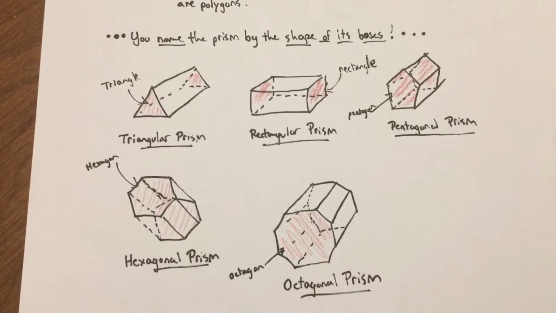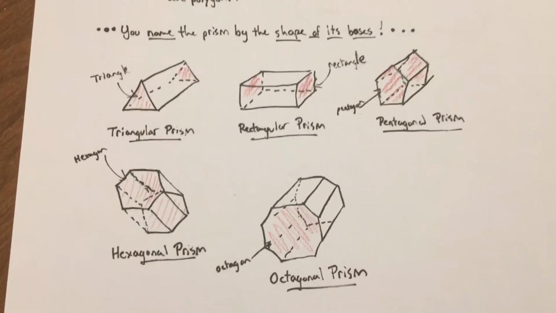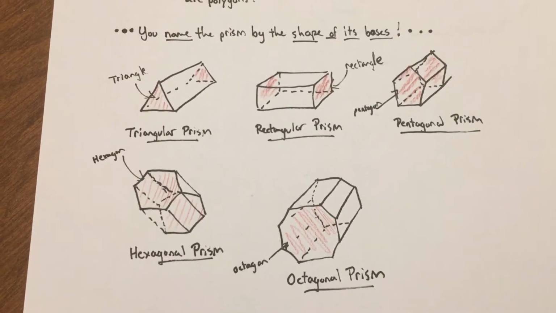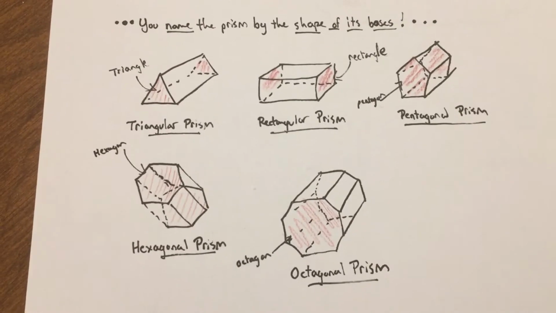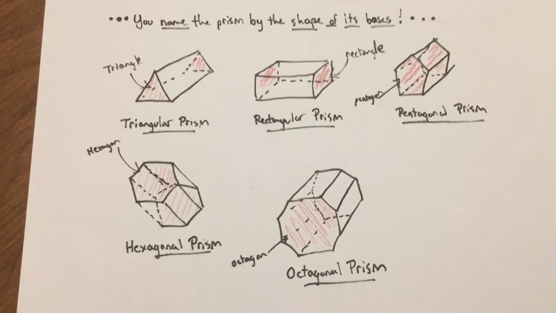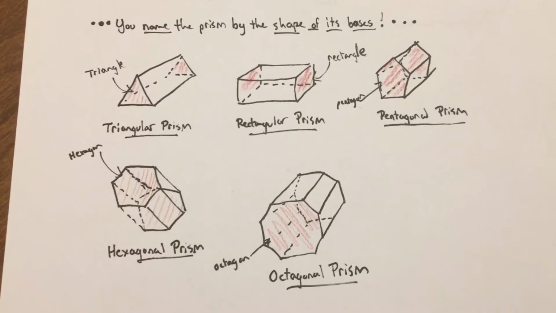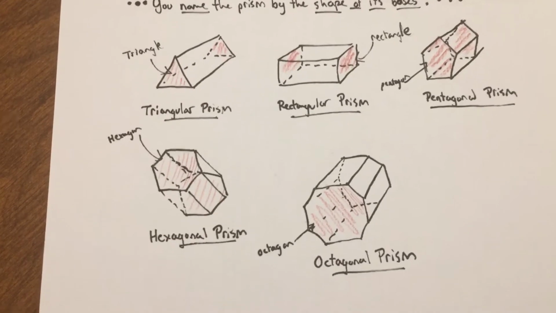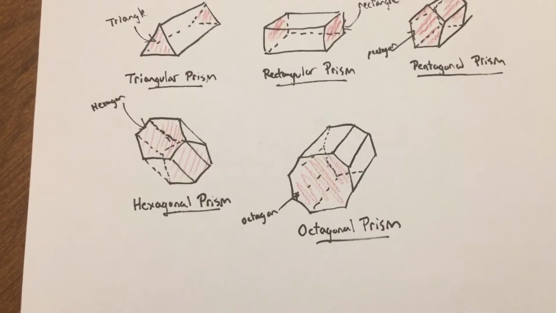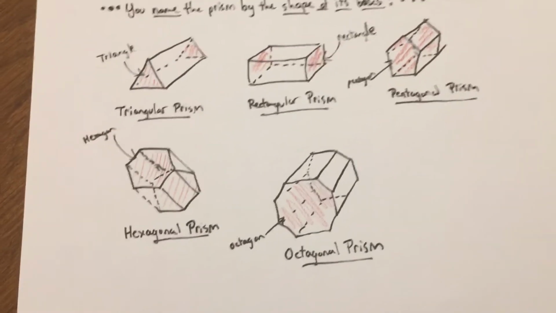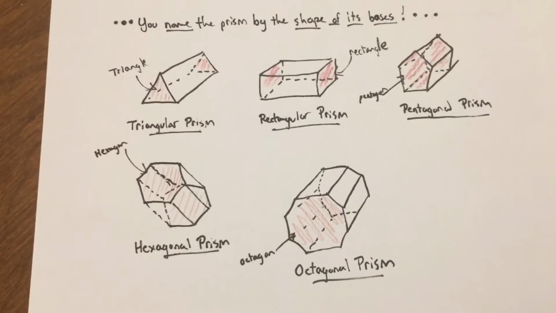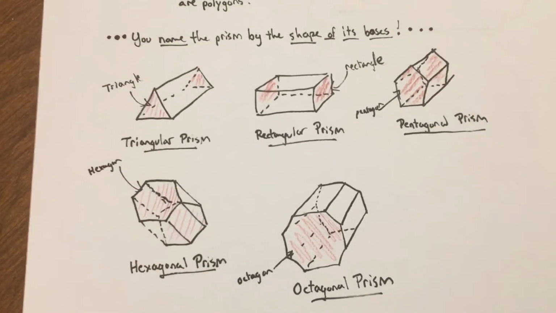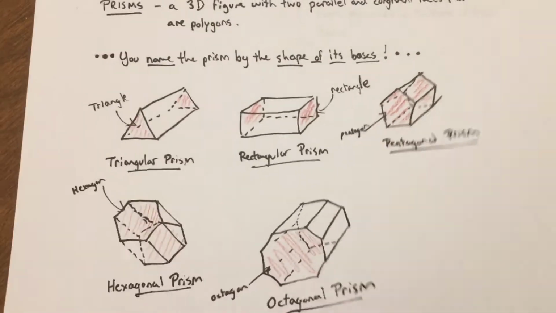You can name a prism by the shape of its bases. I have an example of 5 different types of prisms down below, and I've highlighted the bases in red for you. Triangle bases are called triangular prisms. Rectangles would be called rectangular prisms. Pentagons would be called pentagonal prisms. Hexagons would give us hexagonal prisms. And octagons would give us octagonal prisms. As long as you know the name of the polygon, you can pretty much name any type of prism based off of the polygon name for the base.